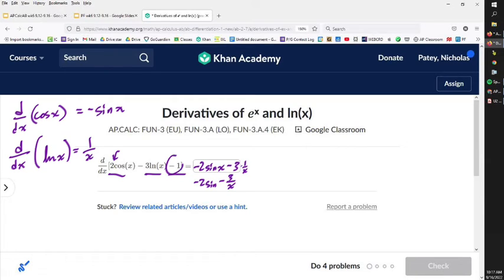Now some of you guys might be wondering, why does he take the derivative of that one? Well, what's the derivative of any constant? 0. It's always 0, so we don't need him anymore.